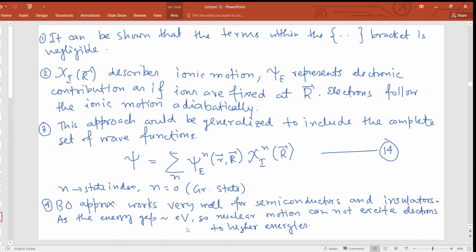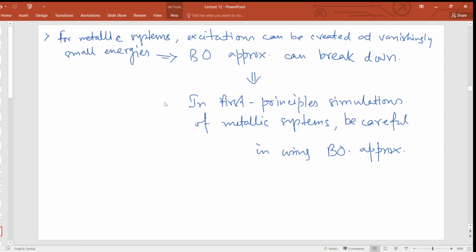So the energy gap typically in such systems is of the order of electron volt. So nuclear motion cannot excite electrons to higher energies. Okay. However, for metallic systems, the excitations can be created at vanishingly small energies. So here, the Born-Oppenheimer approximation can break down. However, in first principle simulations of metallic systems, you can actually solve them. But here also you have to be careful if you are using the Born-Oppenheimer approximation for such systems.